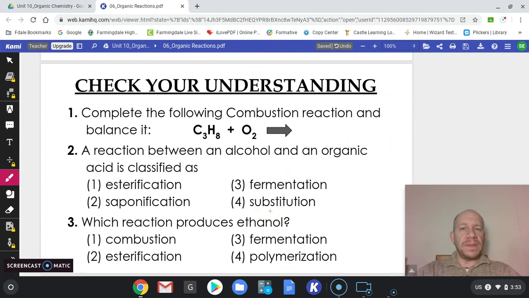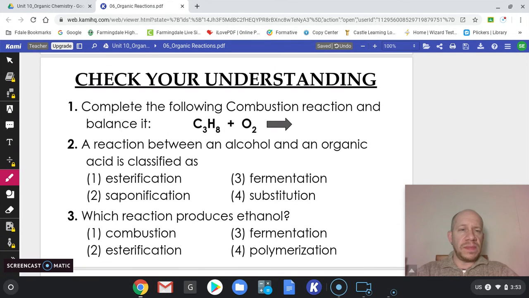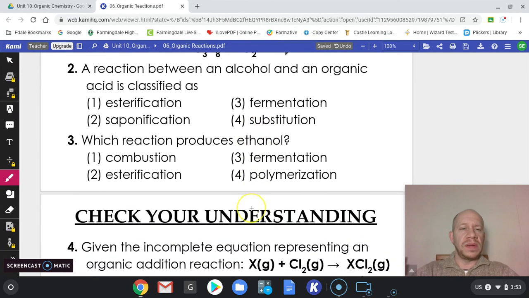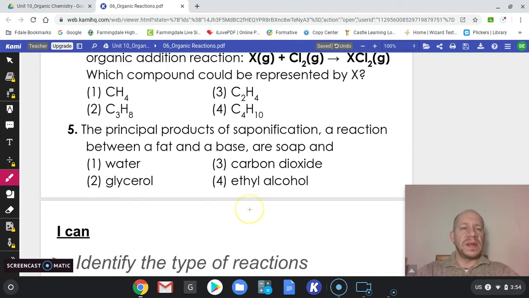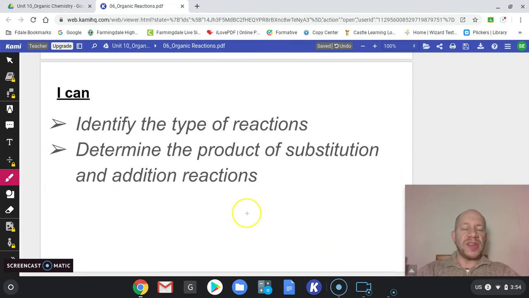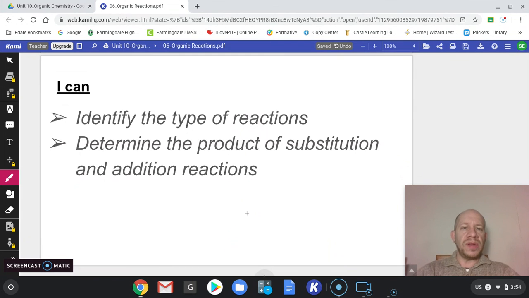Check your understanding. And 4 and 5. And now you can identify the types of reactions of organic compounds, and you can determine the products of substitution and addition reactions.